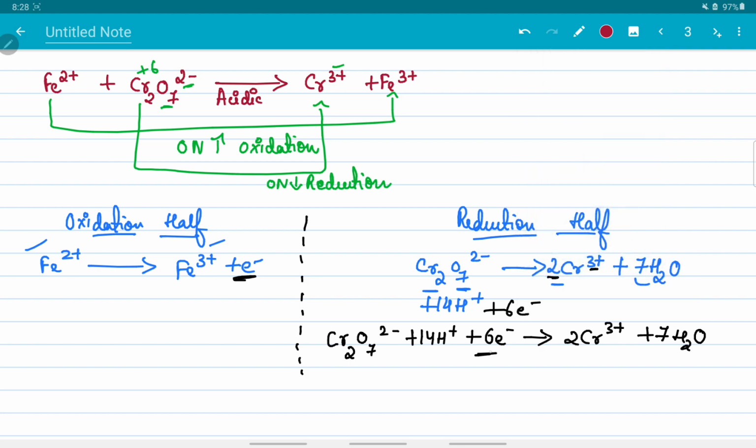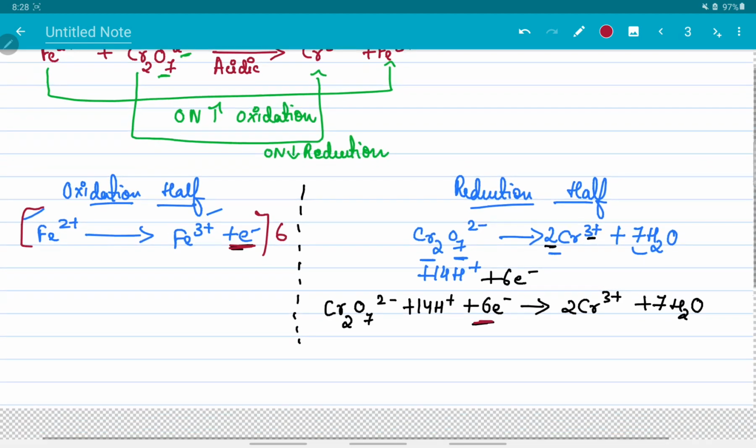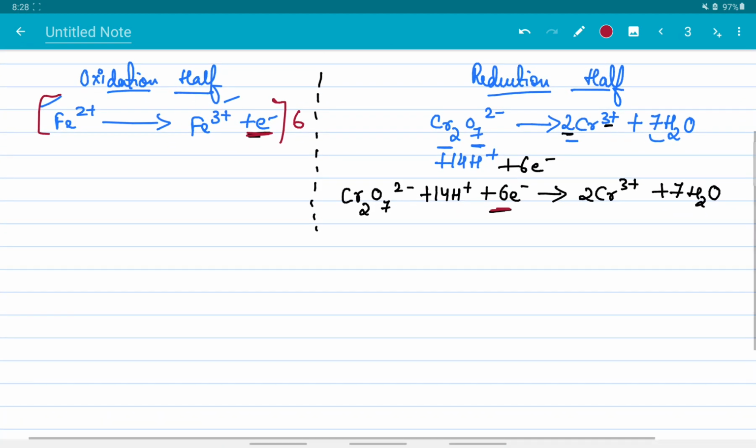On the LHS side, in the reduction half, there are 6 electrons, and in the oxidation half on the RHS side there is 1 electron. So we will multiply the whole oxidation equation with 6, so that this electron also becomes 6 electrons, and then the electrons on the left and right hand side will get cancelled. After multiplying with 6, we add both the equations: the LHS part will get added and the RHS part will get added.